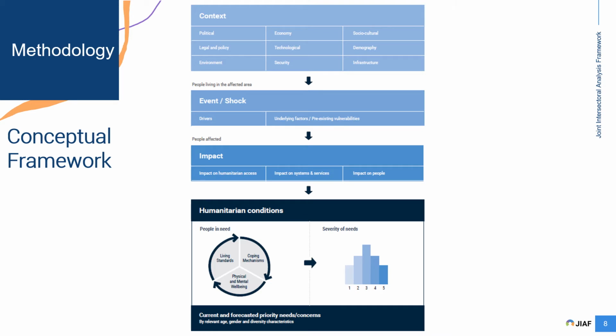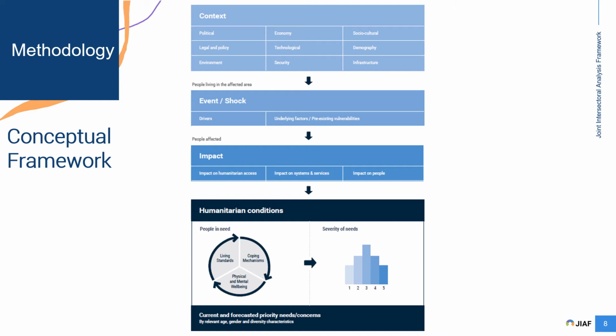The event shocks pillar distinguishes between drivers and underlying factors or pre-existing vulnerabilities. The impact pillar looks at humanitarian access, the impact on systems and services, and the impact on people. The fourth pillar, the humanitarian conditions, features here three sub-pillars: living standards, coping mechanisms, physical and mental well-being, and then the whole dimension of severity of needs.